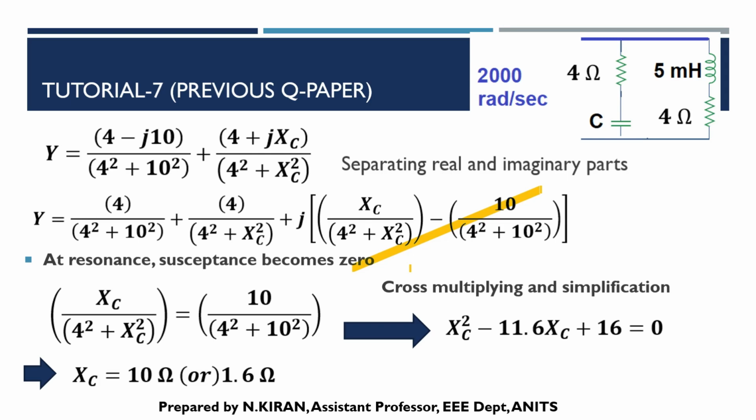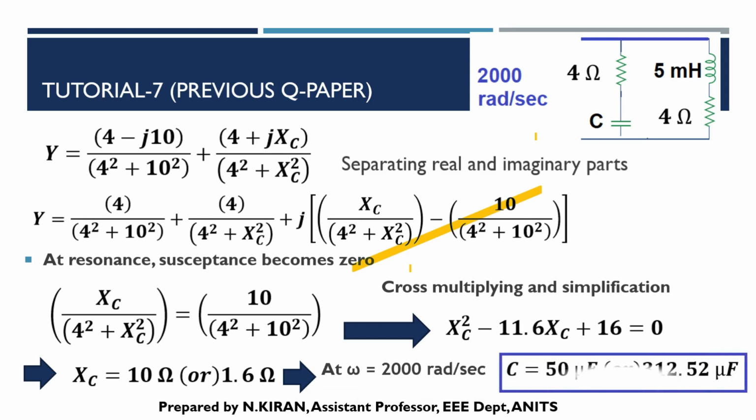We know that XC is 1 by omega C. On substituting the formula, we get the two values of capacitor. Since omega is 2000 radians per second, the two possible capacitor values are 50 microfarad and 312.52 microfarad. So these are the possible capacitor values for the given circuit to resonate at 2000 radians per second.